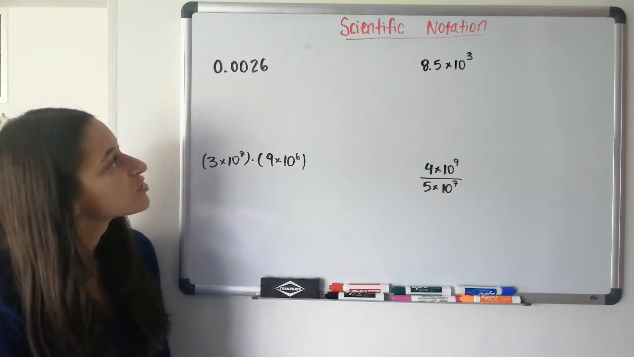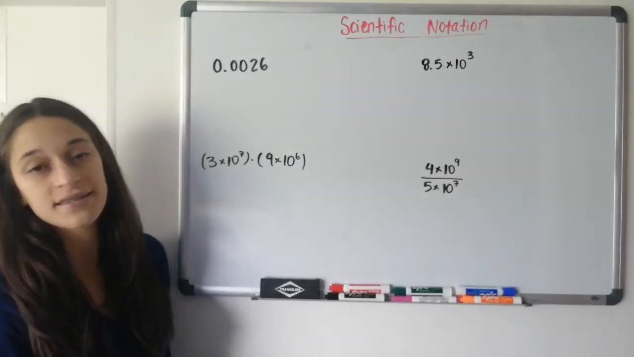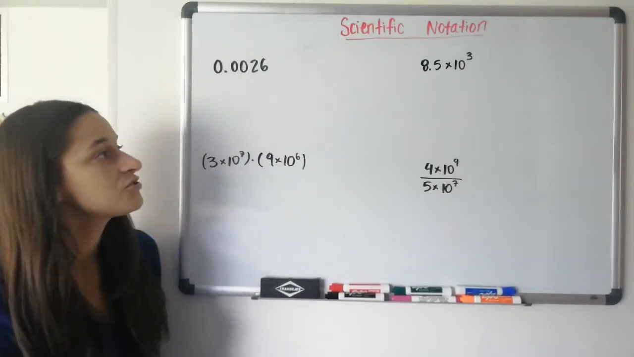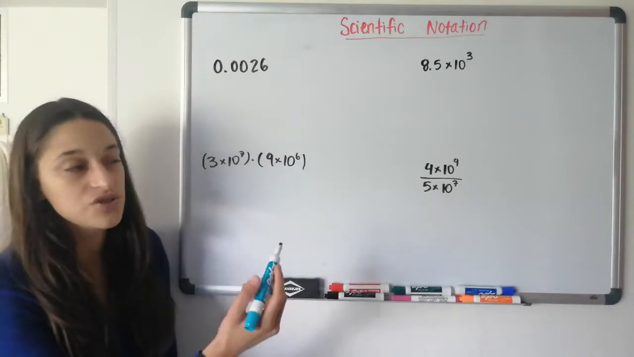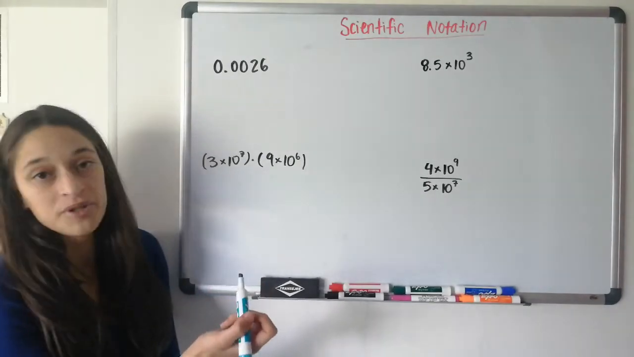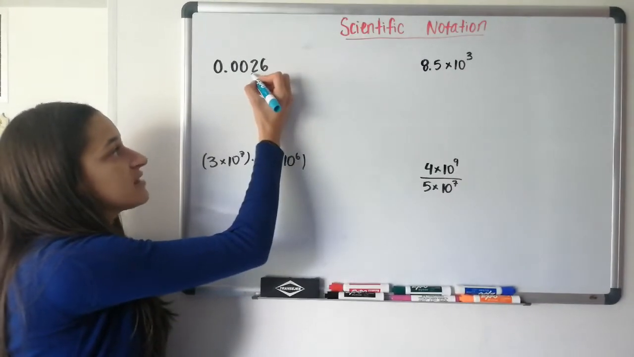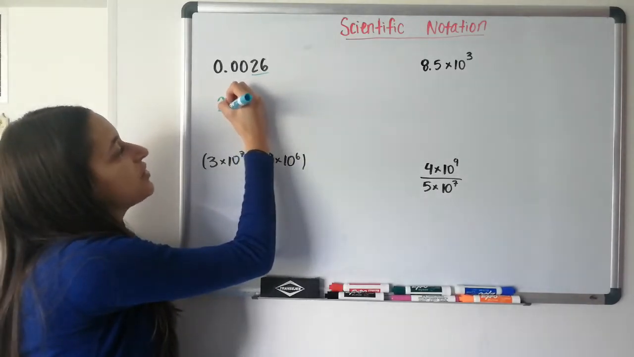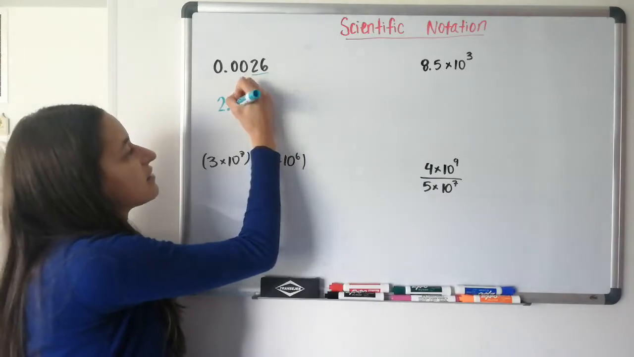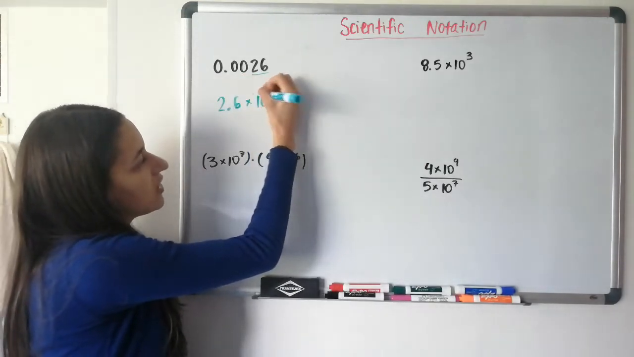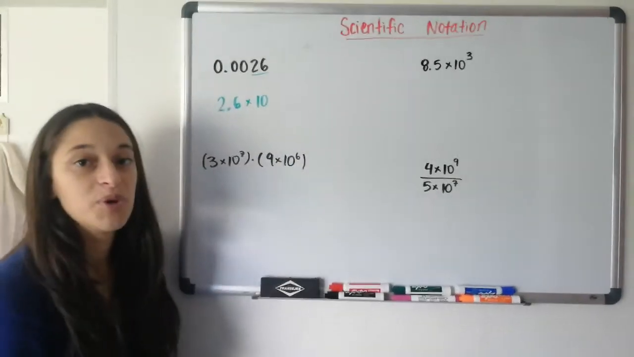So we have the number 0.0026 and we want to pass that number to scientific notation. So what we need to do first is identify which are our important numbers. So in this case it's 2 and 6. So we write first the first number 2 and we put the decimal and the 6. And times 10 to the, and we need to determine what the exponent is.